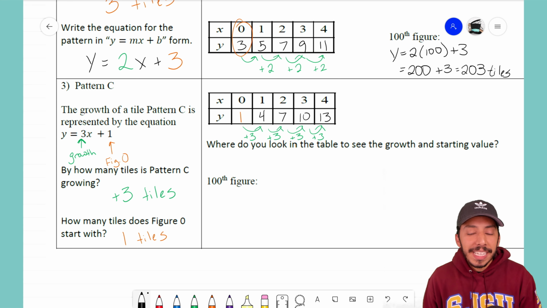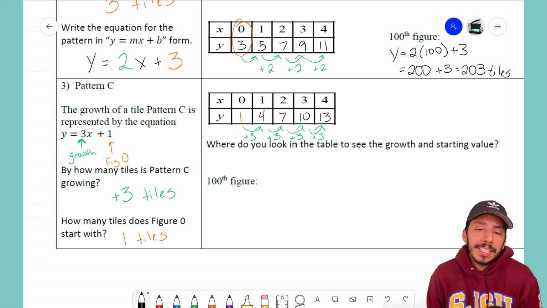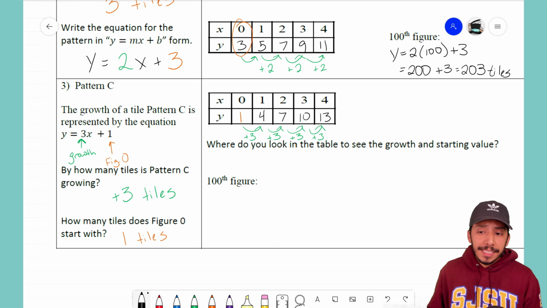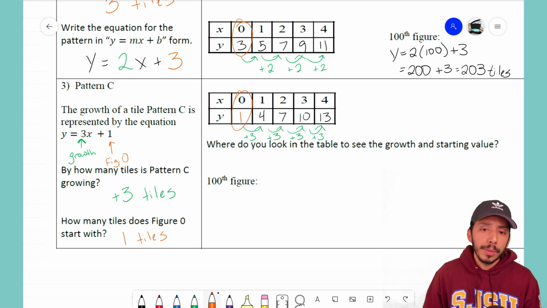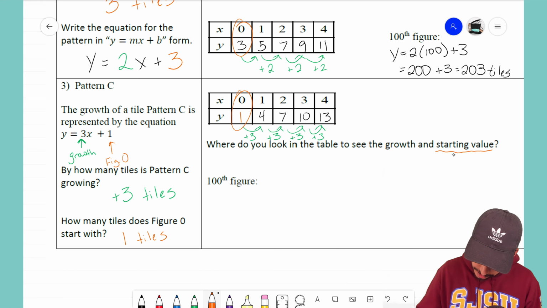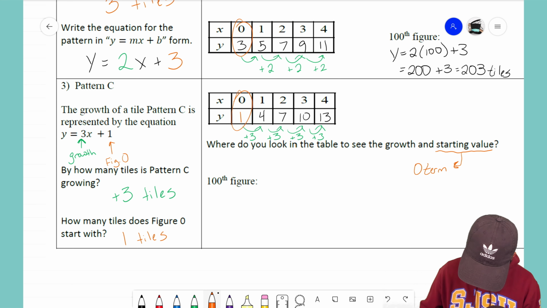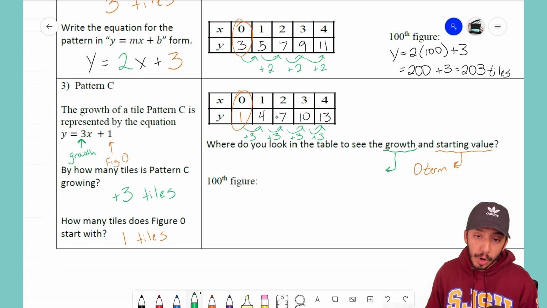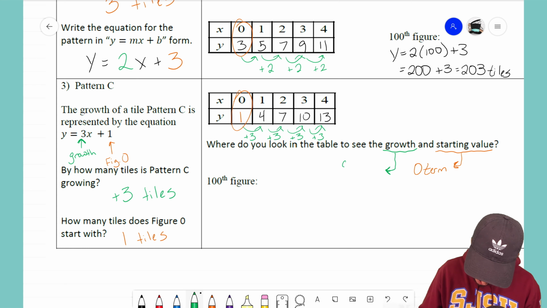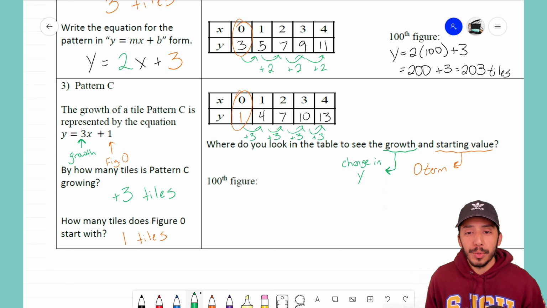Now, for the question underneath the table, it says, where do you look in the table to see the growth and the starting value? I'll start with the easy one. The starting value is your 0 term. So I'm going to make a little note here that the starting value, that is our 0 term. Whatever the 0 term is in the table, that tells you what your starting point is. And to find the growth, well, the growth is just how your y row or your y column is changing. That's how you see that in the table. The growth is the change in y. And we see that that change in y is growing by 3.